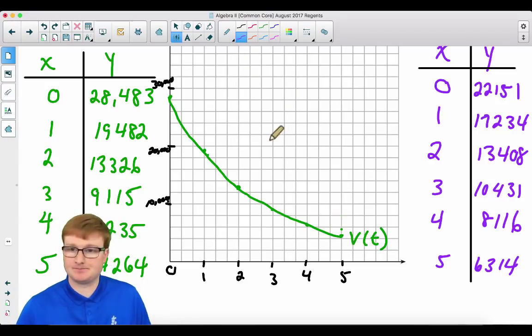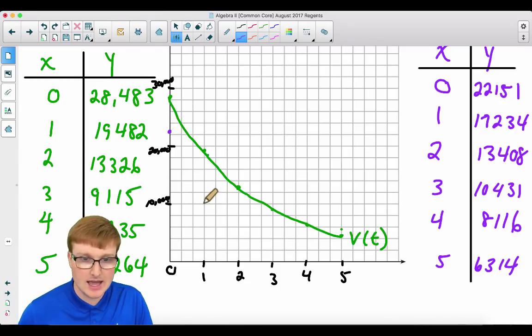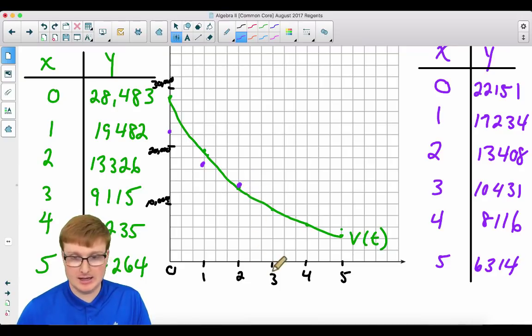Now, for the other one, let's see. This starts off at 22, right over here. 17 is about halfway. Then at 2, it's 13. So that's 10, 12, 13. Oh, it's really close over there, this one over here. So 3 is 10,000 somewhere up there. 4 is 8, a little bit over here. And 5 is 6. 2, 4, 6. Around there.